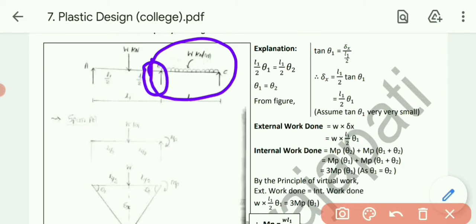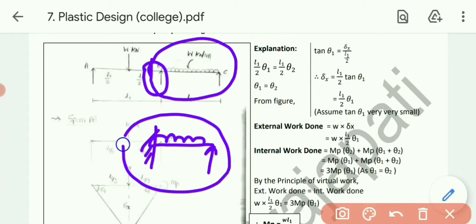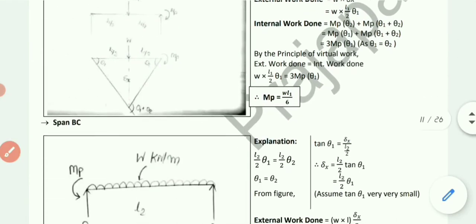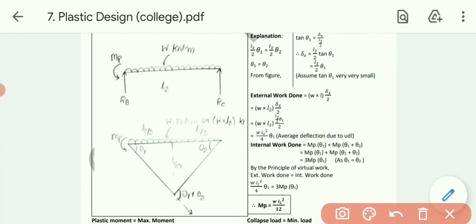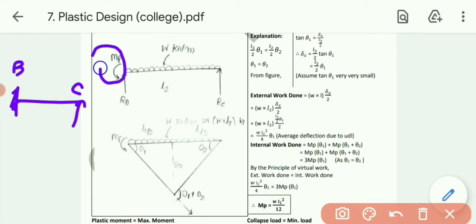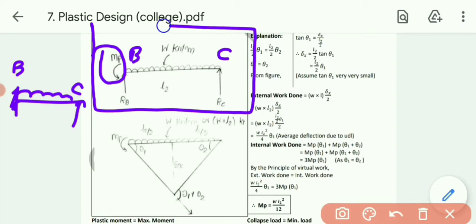Because of the intermediate support, B will act as a fixed support, while C at the end will act as a simple support. So ultimately it will also be the case of a prop cantilever beam with UDL over the entire span. Because of the fixed support over here, MP will be produced. Now let's draw the diagram. Our main diagram has B as the intermediate support and C as the corner support. At B moment will be produced, and this one is our C. Over the whole span UDL is there, so we will get this diagram.